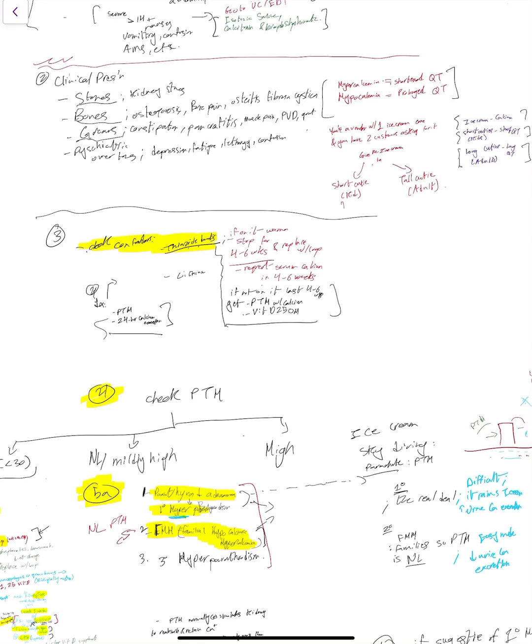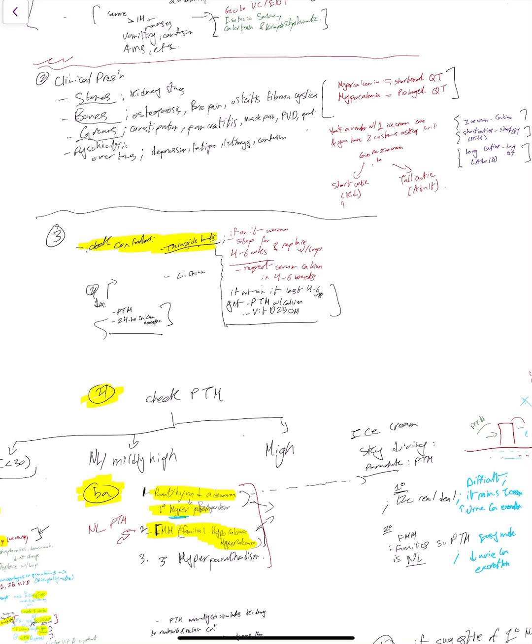So stones for kidney stones, bones for osteoporosis, bone pain, osteitis fibrosa cystica, groans like constipation, pancreatitis, muscle pain, peptic ulcer disease, gout, and psychiatric overtones like depression, fatigue, lethargy, confusion.